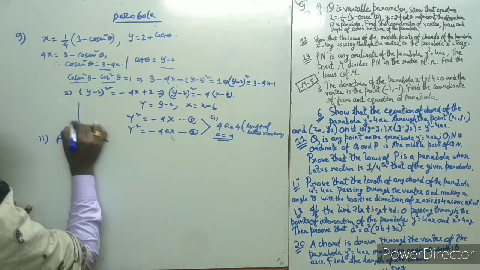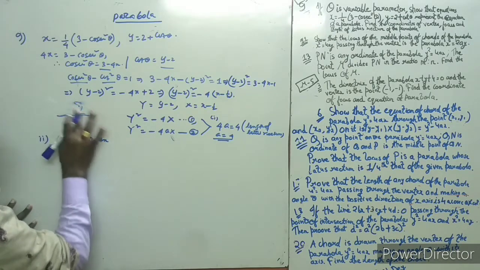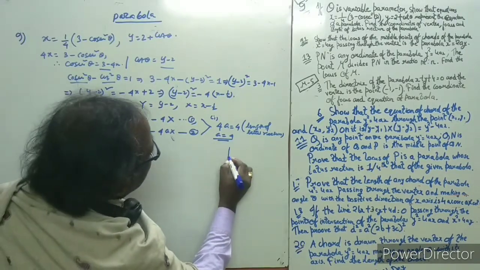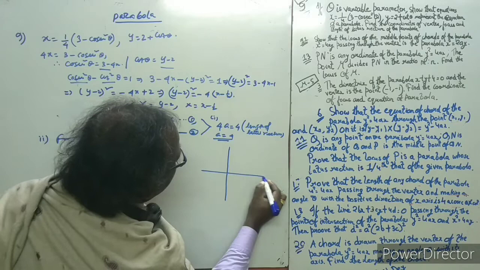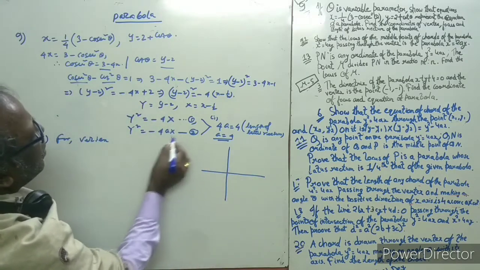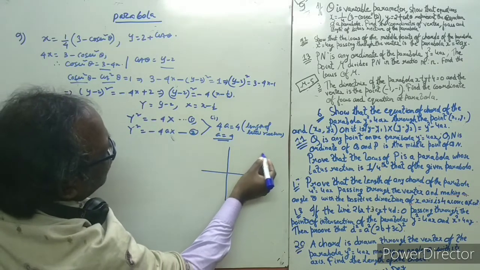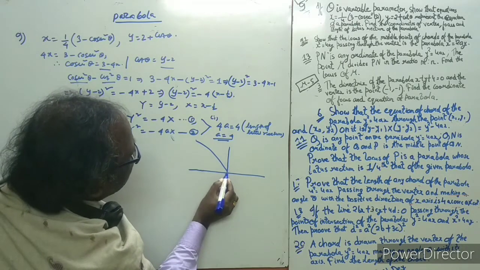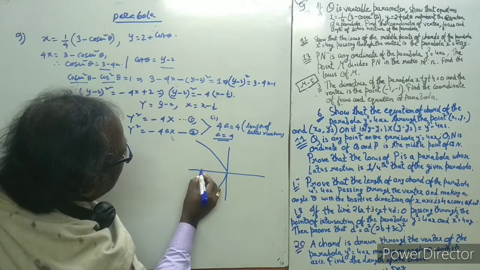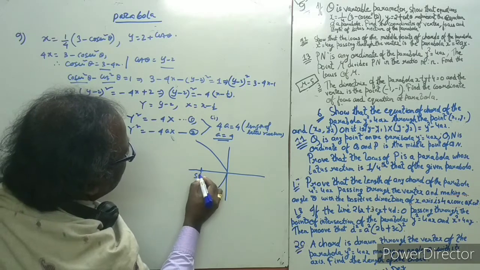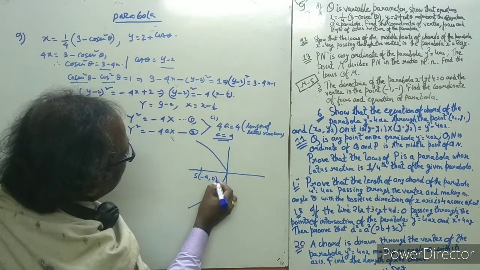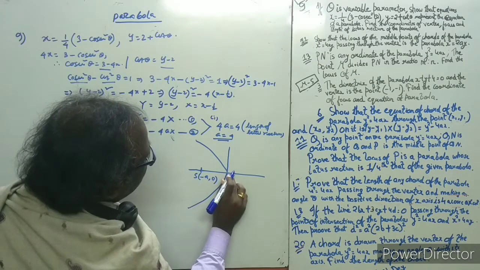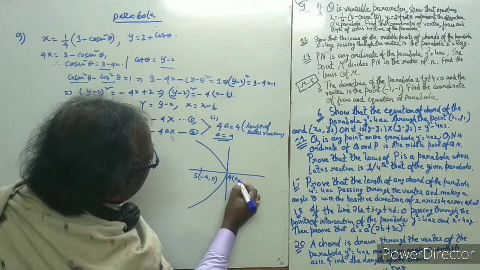You know this is the drawing here. This is y square equal to minus 4x, and if y square equal to plus 4x, this is the drawing here, and then for minus, the curve is on the other side. Here the focus is minus a comma 0, and the vertex is 0 comma 0.